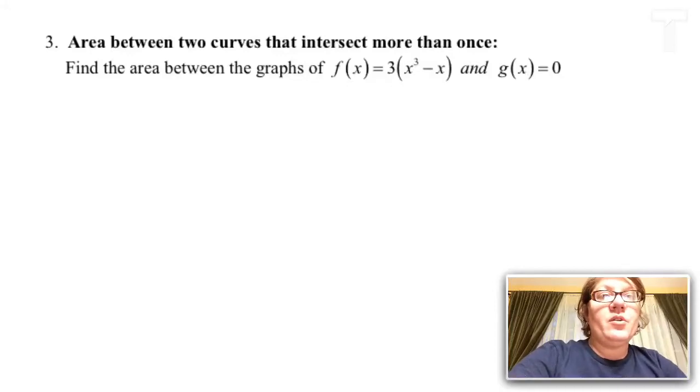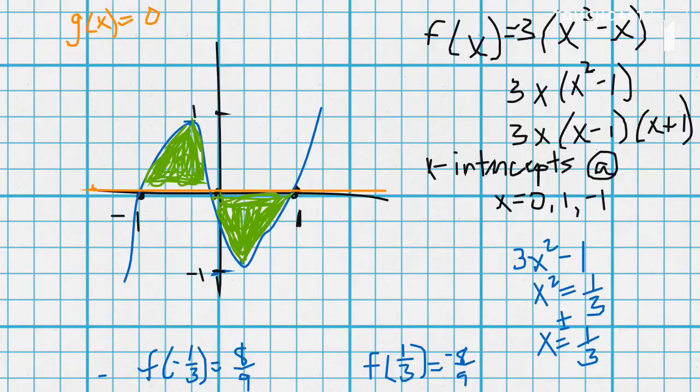So the first thing we have to do on this problem, of course, is graph it. So pause the video and graph. So there's my graph. F of x is the blue curve, and g of x is the orange curve. And I'm looking for the area shaded between them. So notice I've colored that in green.